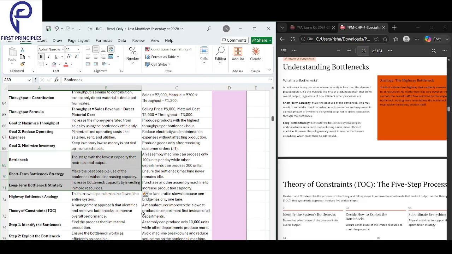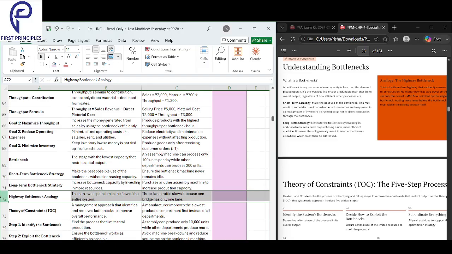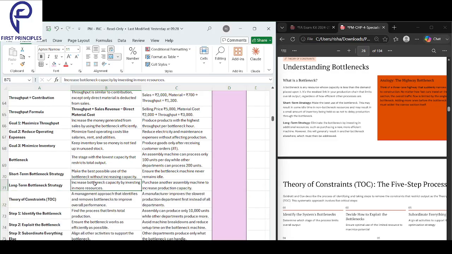Okay, so what about the bottleneck here? It's the constraint that restricts your output. The constraint that restricts your output is called the bottleneck. So there are two strategies here, short term and long term. In the short term, you make the best possible use of the bottleneck without increasing the capacity. In the long term, you just increase the capacity.